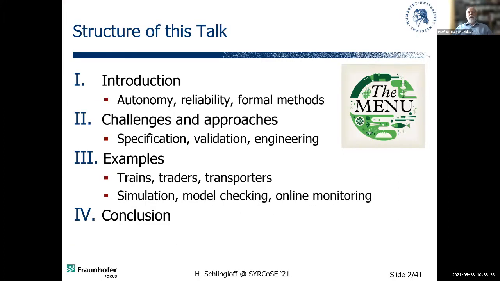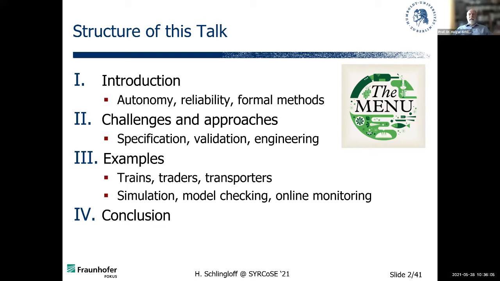So I will firstly talk about autonomy, what it is, what I mean by reliability and formal methods, and then talk a little bit about challenges and approaches, specification, validation, and engineering of autonomous systems, and then the main part will be examples like trains, trader agents, transport robots, and so on, and then tell you what we have done or what you could do with formal methods here in simulation, model checking, online monitoring. And then I will quickly conclude my talk.